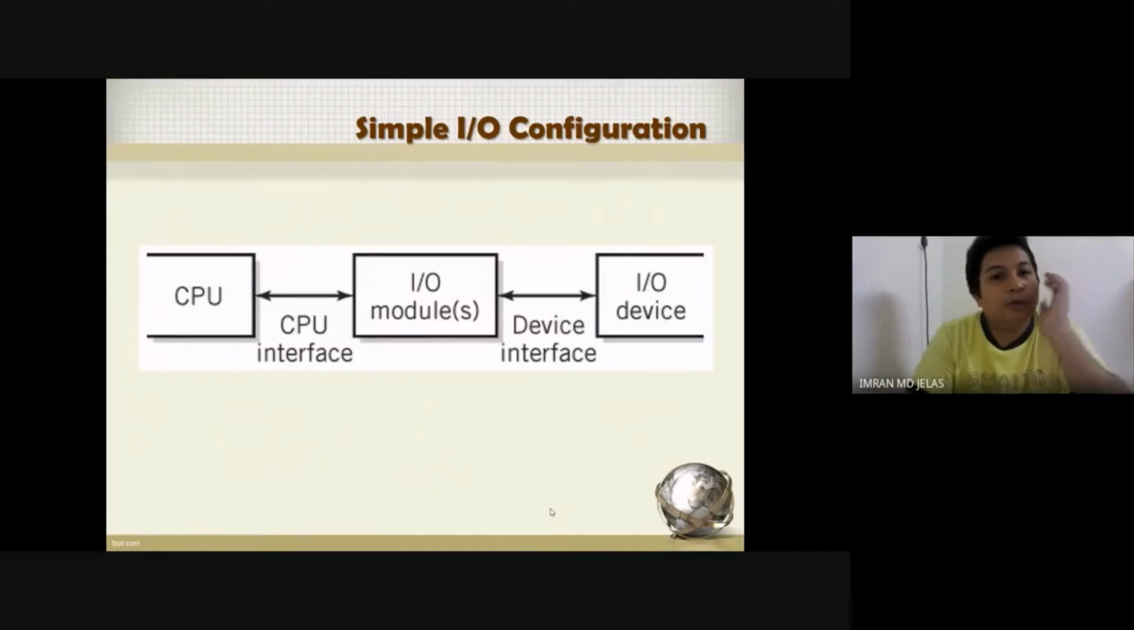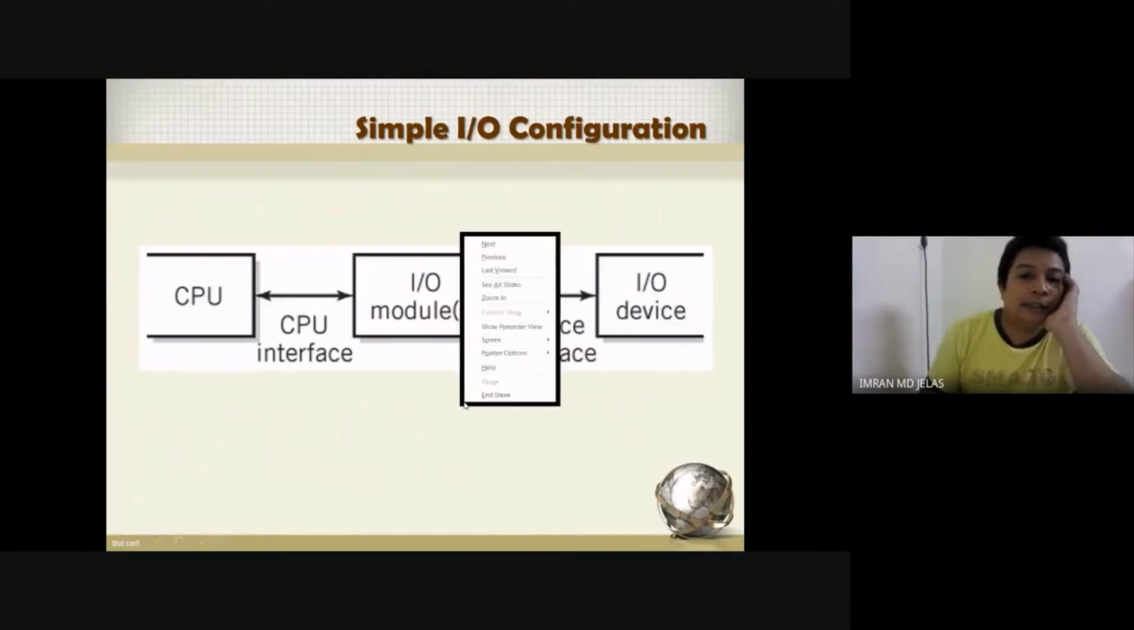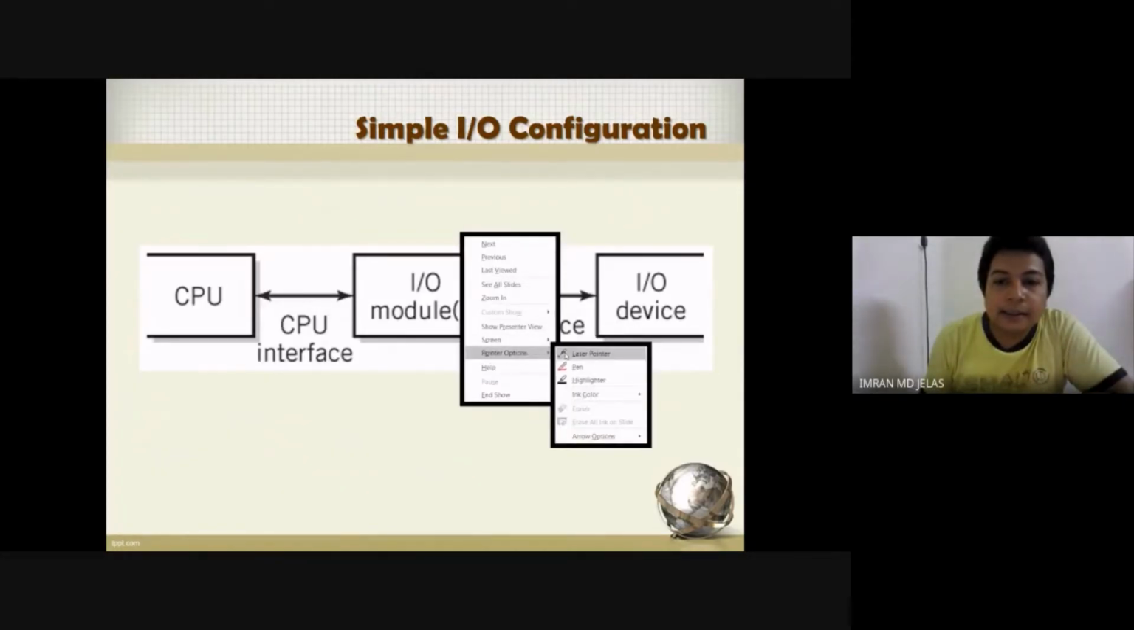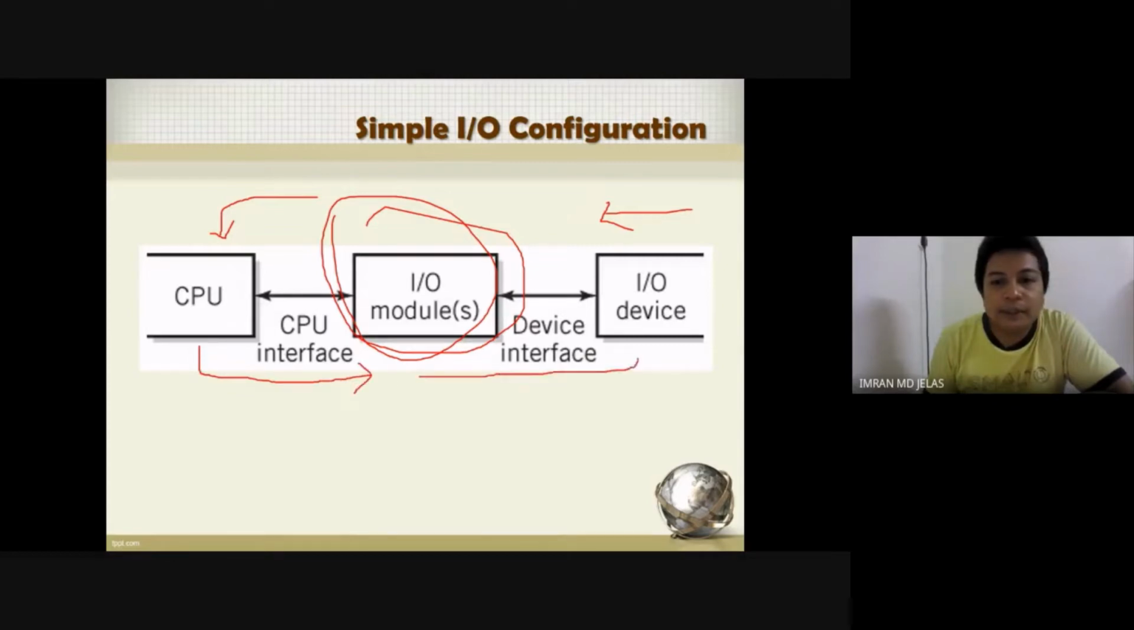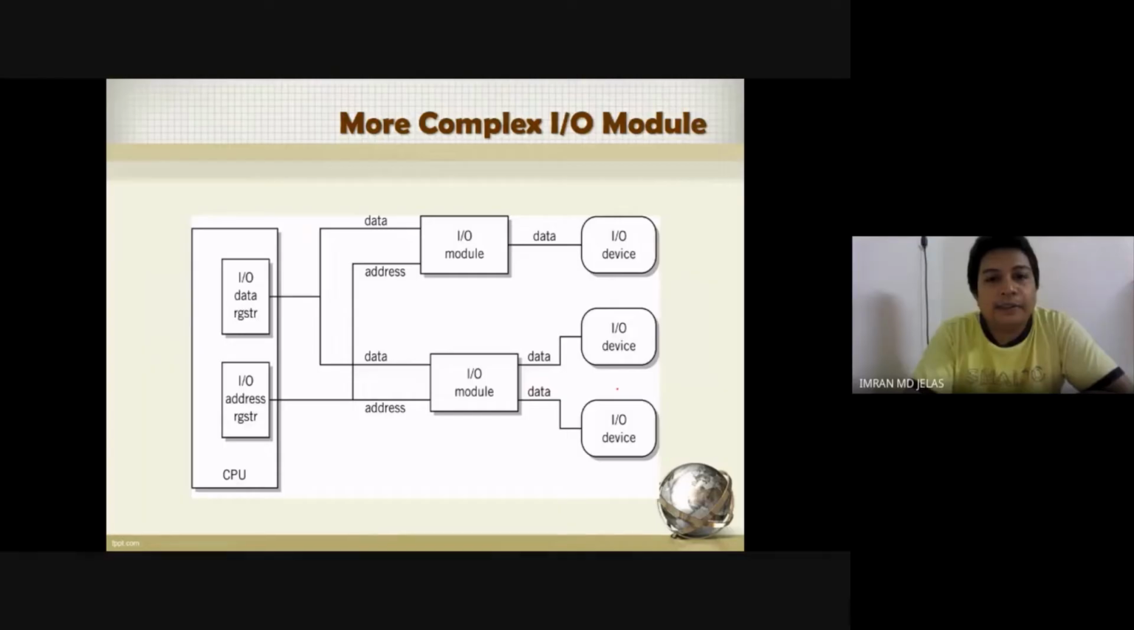So that is the I/O module in this picture. As you can see, the I/O module is always in the middle, as the middleman. Any input from the input devices will be transmitted to the I/O module, and only then sent to the CPU, and also vice versa. Any output from the CPU must be sent to the I/O module first, and only then can it be sent to the desired output devices.